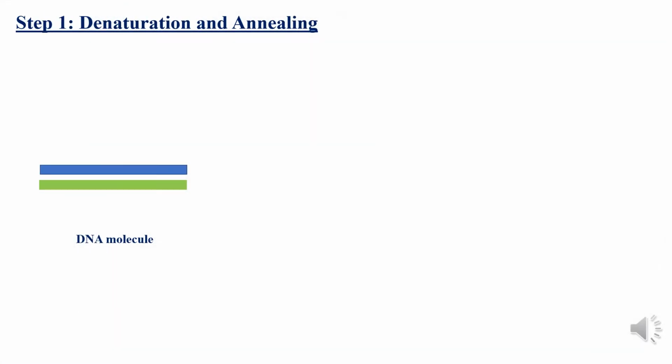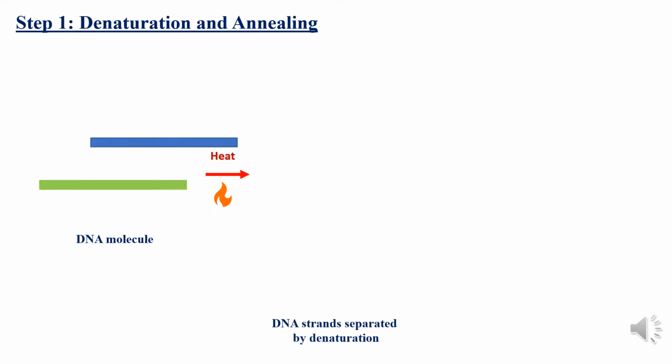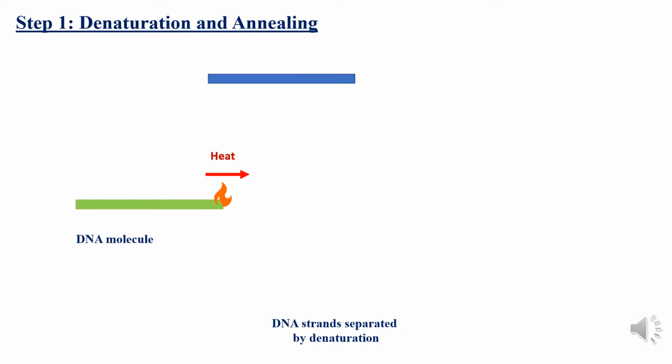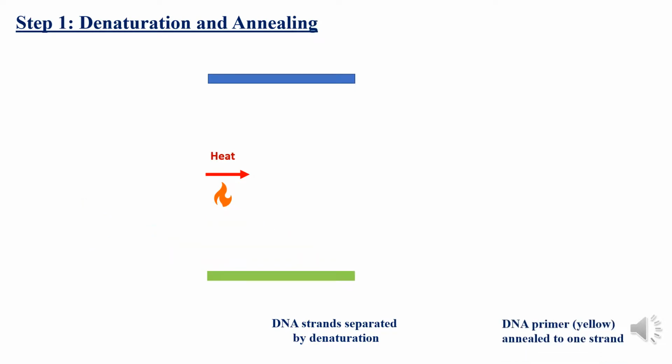The first step is denaturation and annealing. A double-stranded DNA molecule is separated by heat. And an RNA primer, indicated by the yellow box, is annealed to one of the strands, which acts as the template strand for the process. Here, it is indicated by the blue strand.